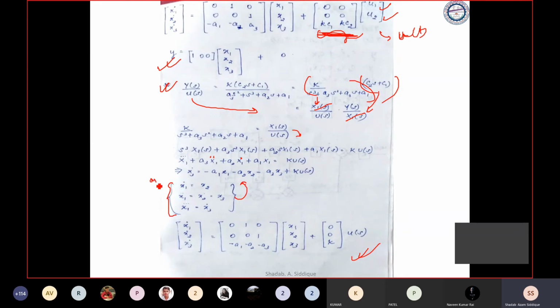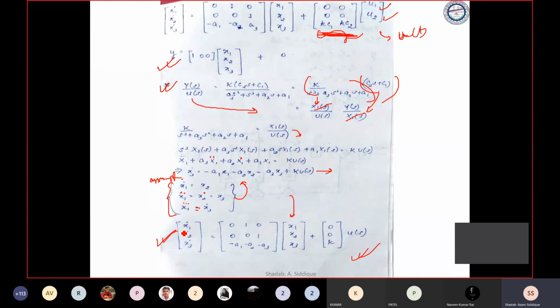Okay, so this is basically an assumption. x1 dot is equal to x2, we have assumed. Now x1 double dot is equal to x2 dot, which is equal to x3, and x1 triple dot is equal to x3 dot. So if you take these equations and consider them, you will write the state equation, and then you go through this state equation.